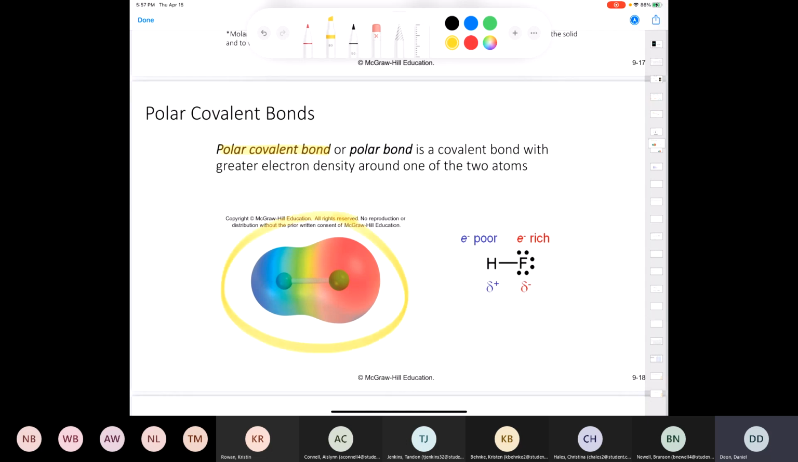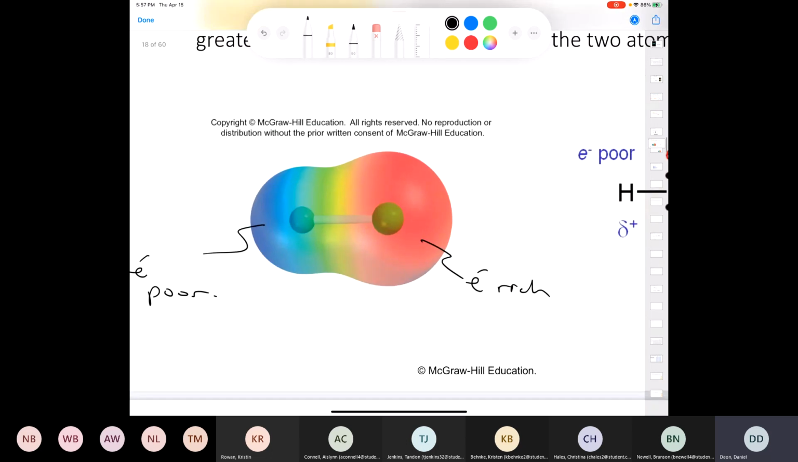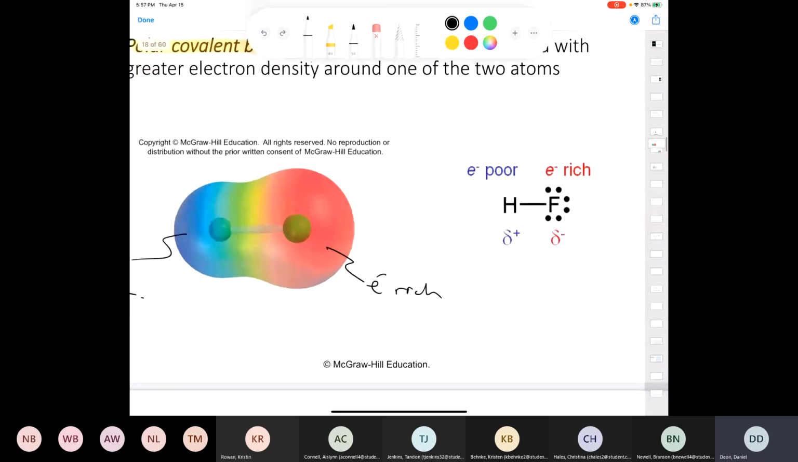Now, this is an electrostatic potential map of hydrogen fluoride. The red portion means that it's electron rich, and where it's blue, that's electron poor. So you can clearly see that somebody took the time on their computer to show that there's a single bond there, a bond that shows the sharing of the two electrons. There are two electrons being shared in that bond. But if we look at the density of the electrons around the two atoms, you can see that most of the electron density is hanging out around the fluorine.